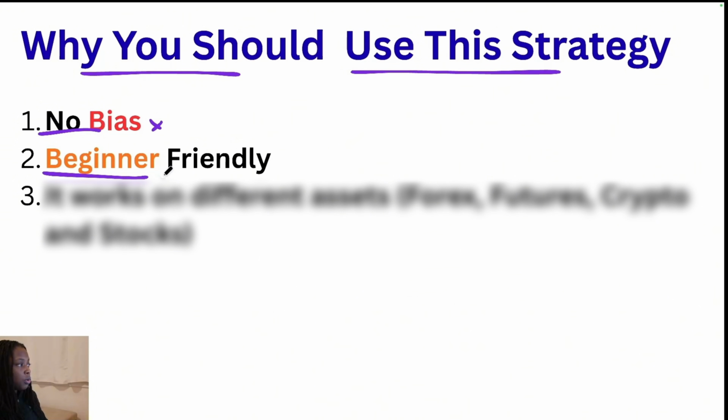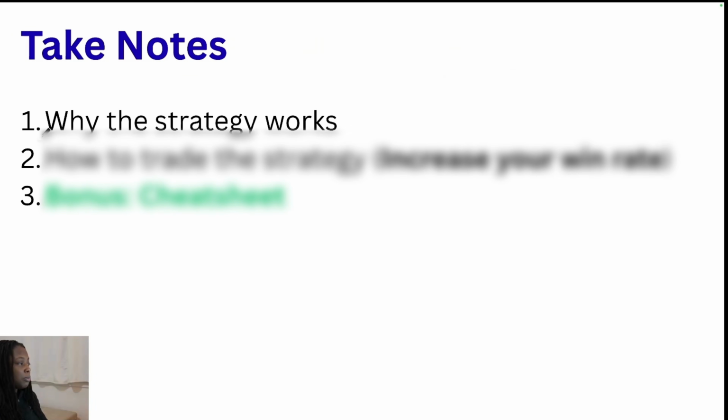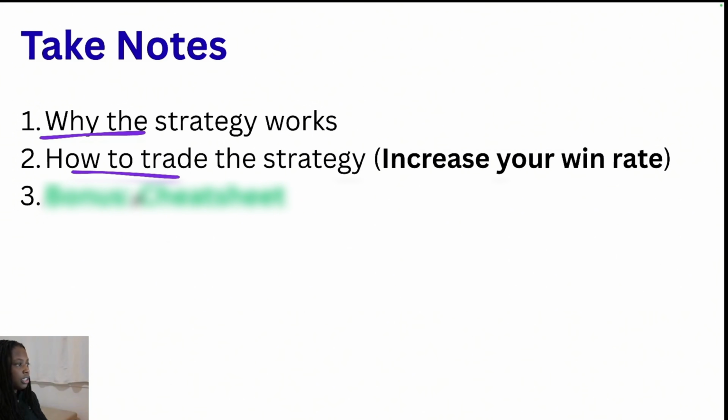And if you're in a drawdown, it can pull you out of a drawdown. It personally got me out of a drawdown. That's why I'm preaching this strategy. Number three, yes, it works on different asset classes: the forex market, futures, crypto, and stocks. In this video, I'm going to be explaining briefly why this strategy works and how to trade the strategy to increase your win rate. And at the end of the video, I will give you a bonus cheat sheet so that you can have this by your side while you trade until you get used to all the scenarios.